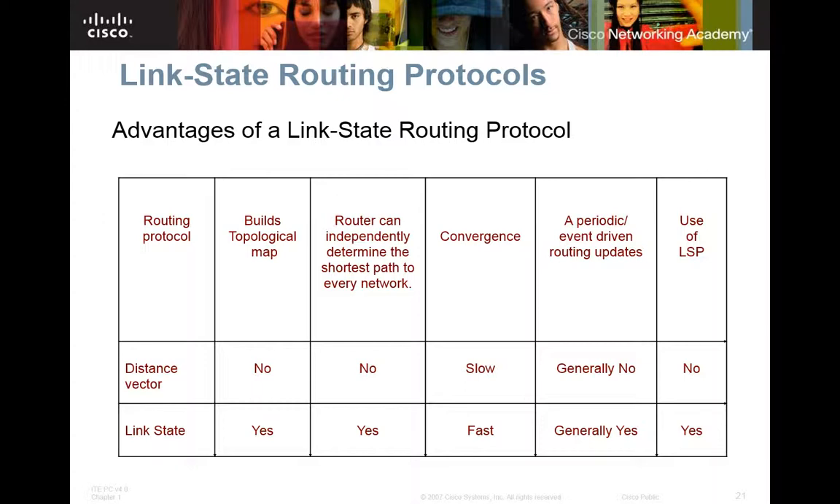Here are the advantages of link state. It builds that map. It can independently determine the shortest path. It's very fast versus the distance vector. Periodic event-driven routing updates, generally that does. And the use of a link state protocol, yes. So, which one would you want to use? The one with more yeses. Link state. You want to do link state over distance vector.